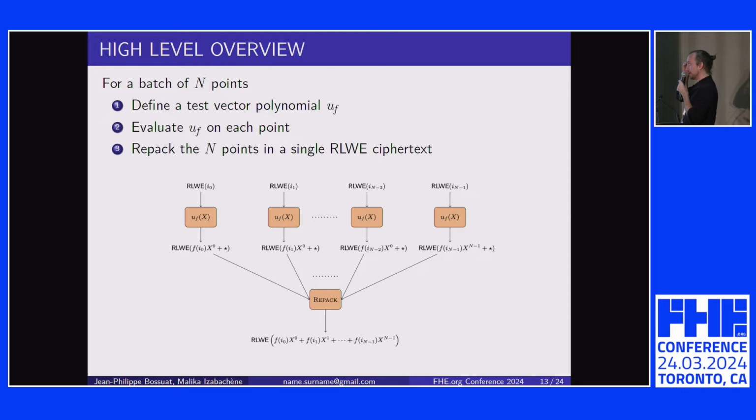So the overall idea is to define a test vector polynomial, evaluate it on each point, and then repack the points in a single reduced ciphertext. It's the same approach as this morning, except this time the point is encrypted and not the function.